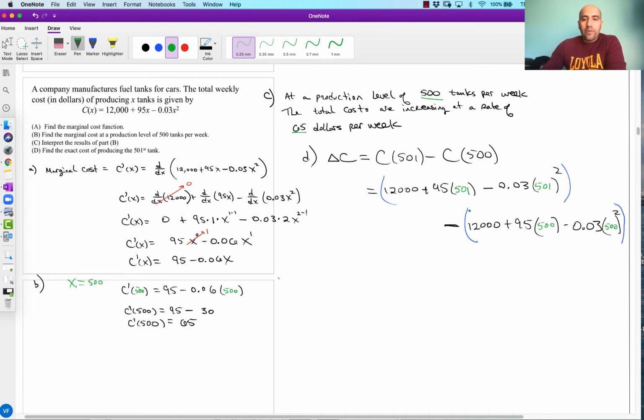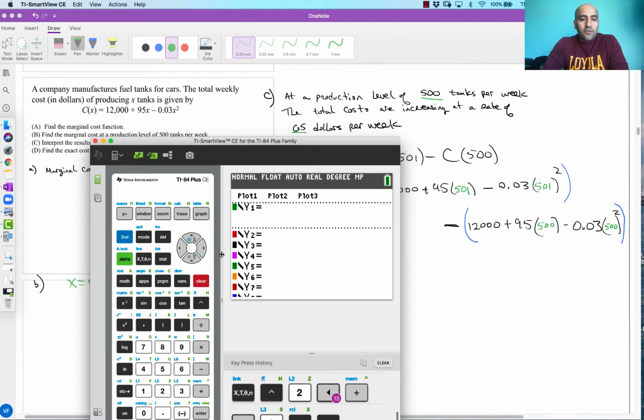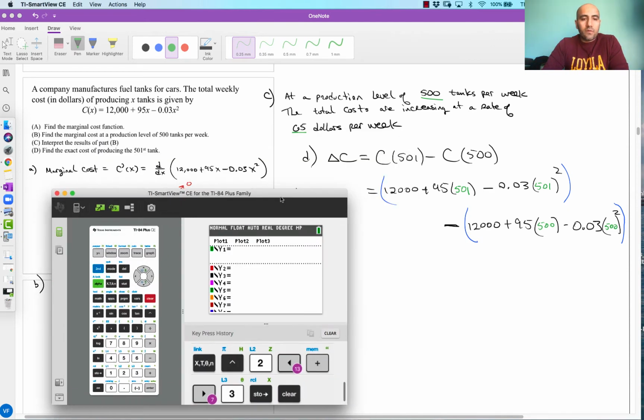Okay, so now we need to figure out what this is. So let's get our calculator and calculate this here. Now we could just multiply 95 times 501 plus 12,000 minus, right? So just calculate it all out, and it wouldn't be that bad here. But we might have a case where we have to calculate lots of them, so we might want to take advantage of our function notation. So turn on your calculator, go to y equals, and clear anything you might have on there. Let's type in our equation.